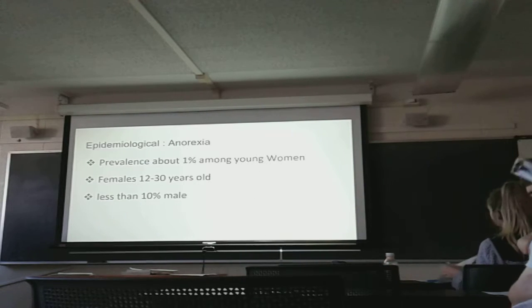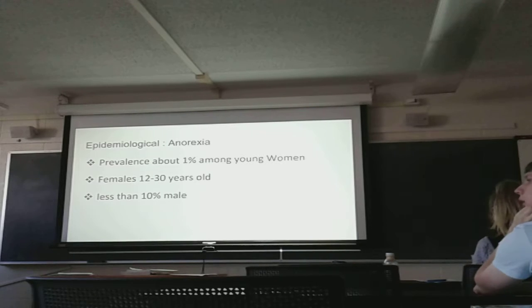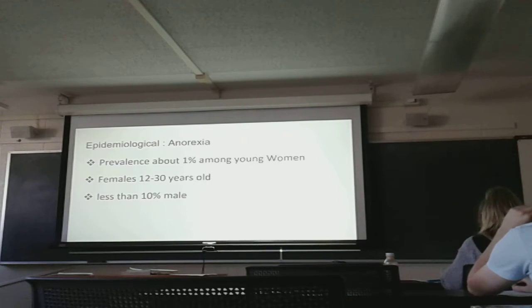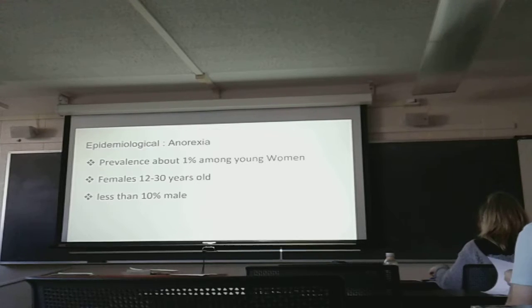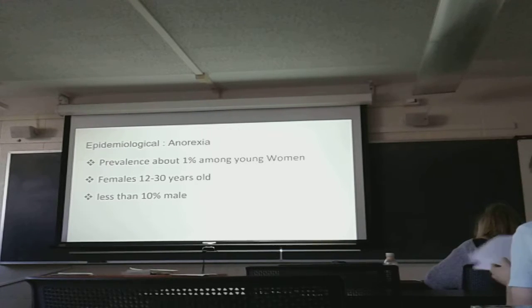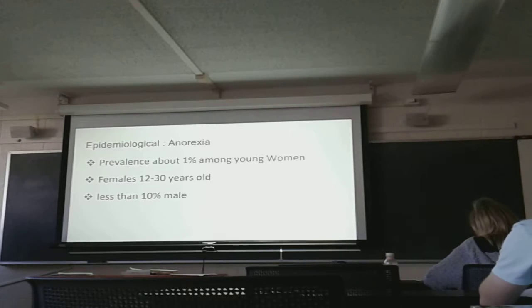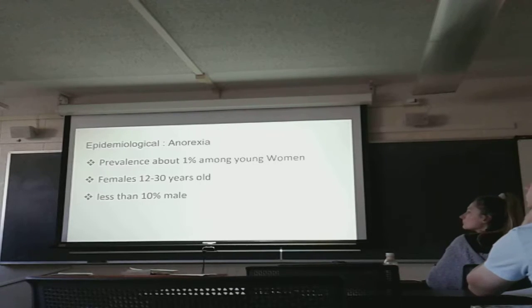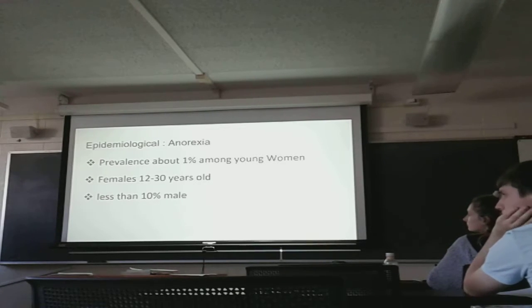So when we talk about anorexia, it accounts for 1% among young women. It usually is females between the ages of 12 to 30 years old. Doesn't mean it doesn't happen before, doesn't mean it doesn't happen afterwards. It's less common in males, but it's about 10%. They always talk about sports and wrestling, where they need to make a weight, they might be more apt to anorexia.